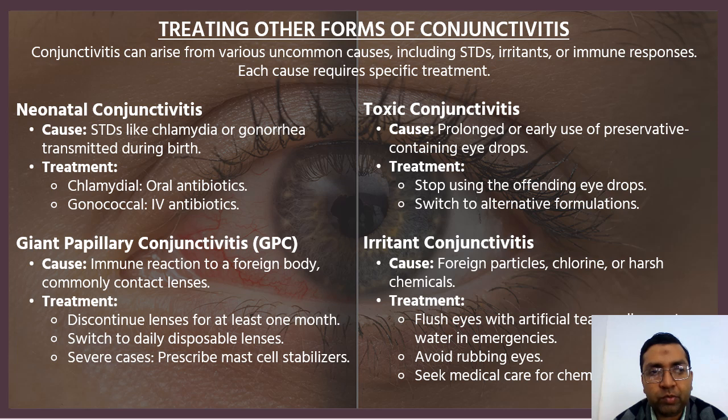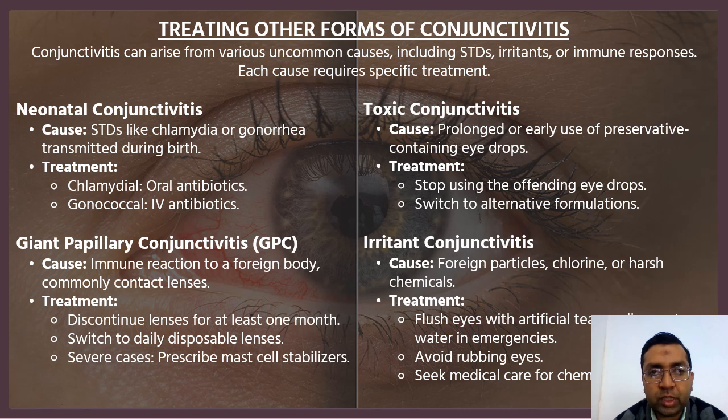Treatment of other forms of conjunctivitis, that is neonatal conjunctivitis, in which small children may get infected with a sexually transmitted disease like chlamydia or gonorrhea transmitted during birth. If the mother is suffering from gonorrhea or chlamydia, during childbirth the causal organism, Neisseria gonorrhoeae or chlamydia, may enter the eye and cause conjunctivitis. For that we will give IV antibiotic or oral antibiotic.